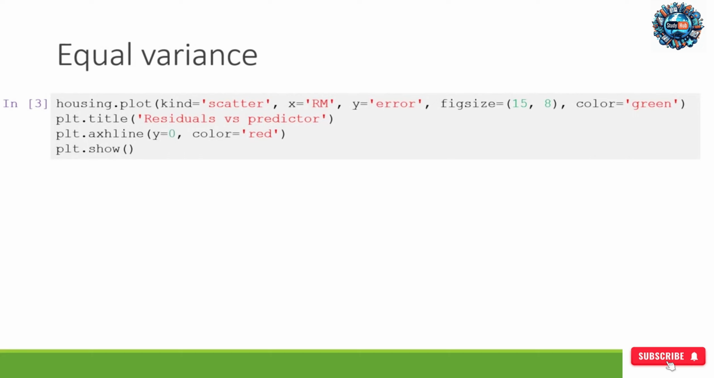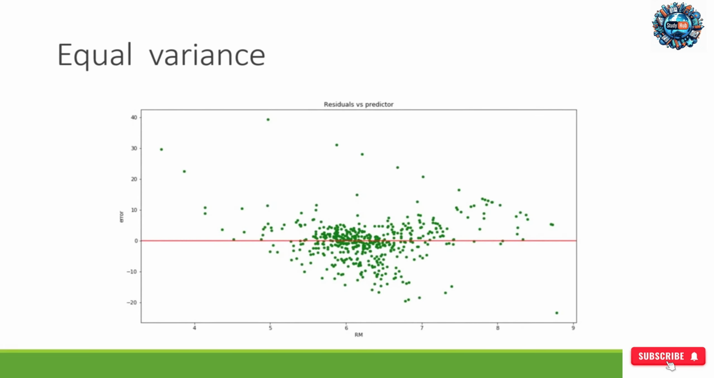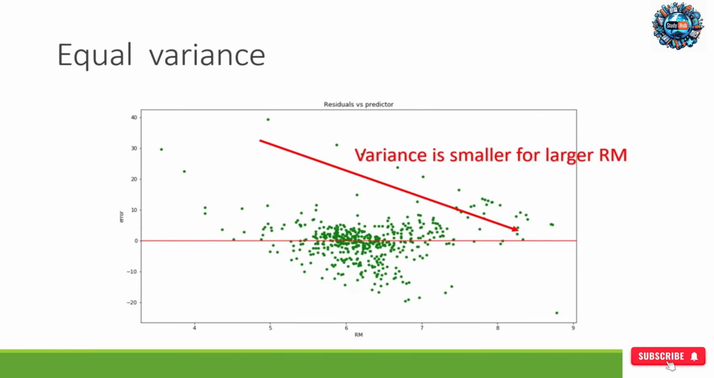For equal variance, we can plot observed error versus predictor. If the variance of noise is equal for different values of predictor, it should not have a pattern. In our model, noise variance is smaller for houses with big numbers of rooms. Hence, the assumption of equal variance is also violated.